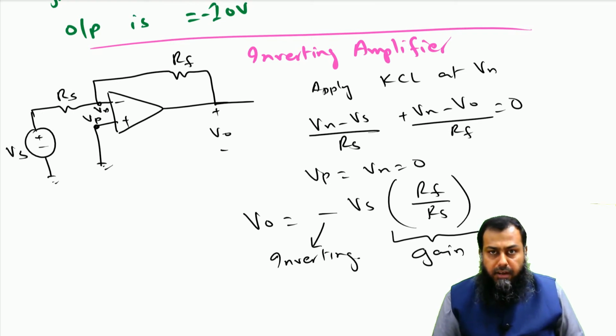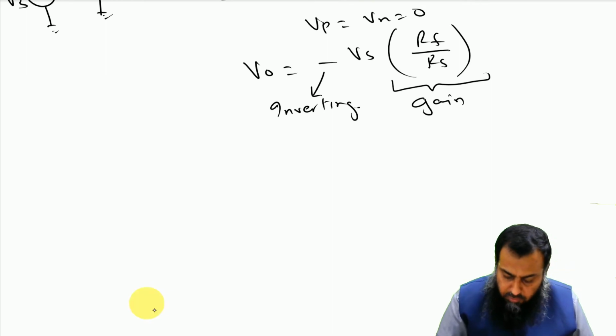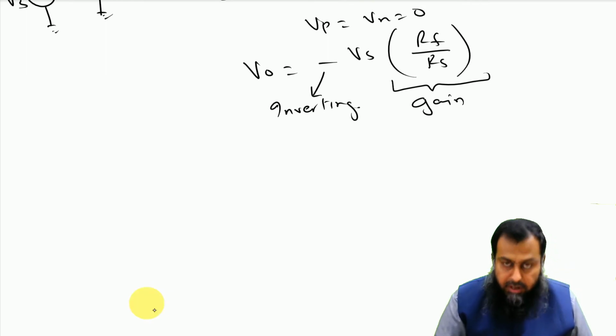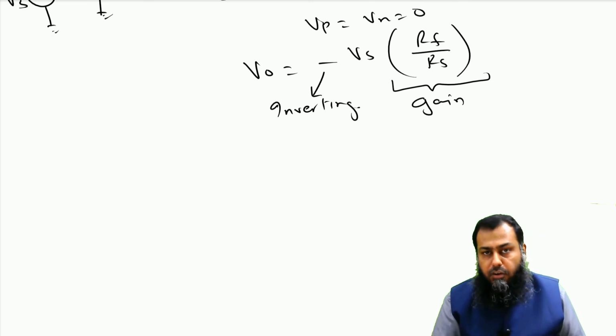Inverting amplifiers are very much used in almost every sort of circuit. They are widely used in various electrical and electronic circuits, and because of their stability, they are used more often than a non-inverting amplifier. Notice here that if Rf and Rs are equal, the gain is 1, so it becomes a unity gain amplifier with an inverting output.